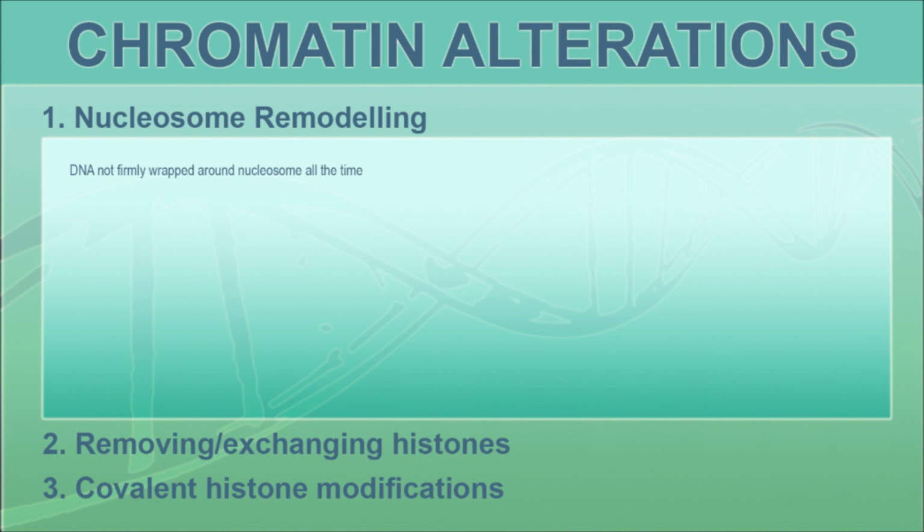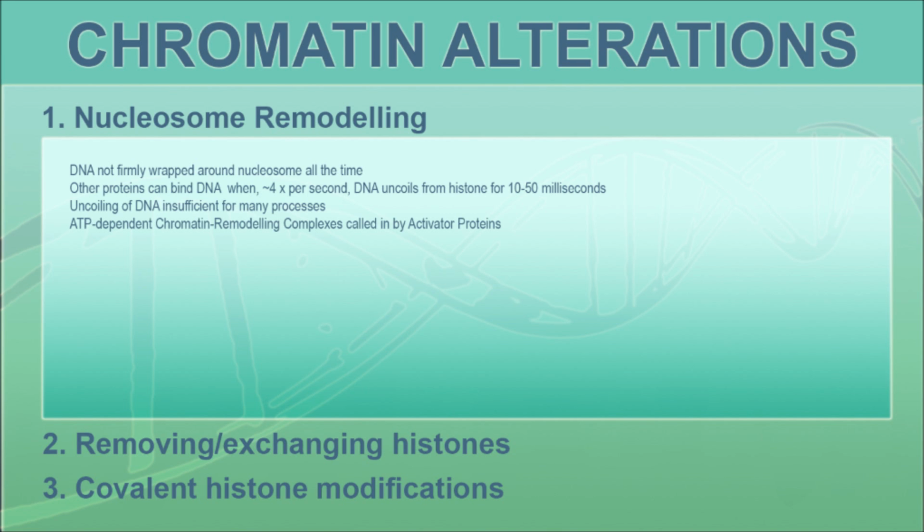DNA doesn't just stay firmly wrapped around a nucleosome at all times unless bound to transcription and replication machinery. Other proteins can bind the DNA, because about 4 times per second, the DNA uncoils from the histone for 10 to 50 milliseconds at a time. However, this uncoiling of the DNA is insufficient for many processes, and so we have ATP-dependent chromatin remodeling complexes, of which there are dozens of different kinds, called in by activator proteins.